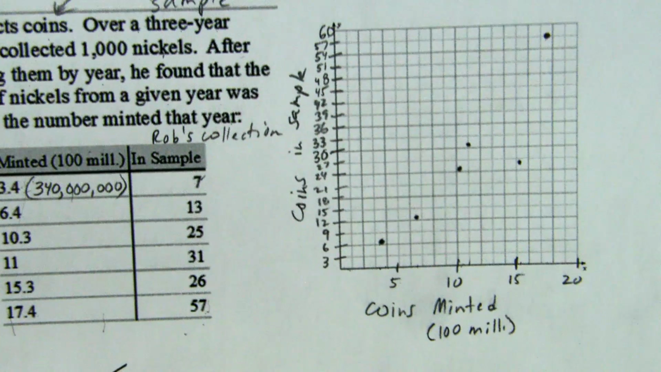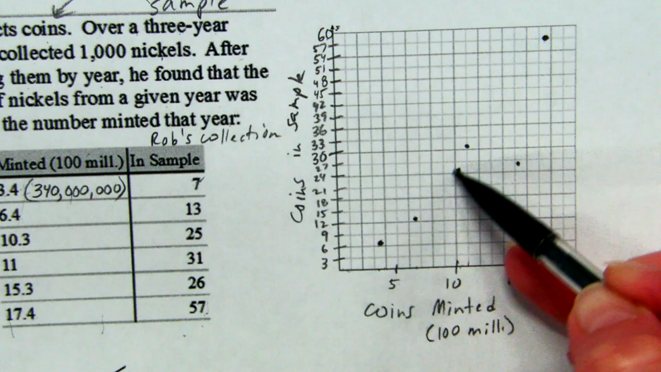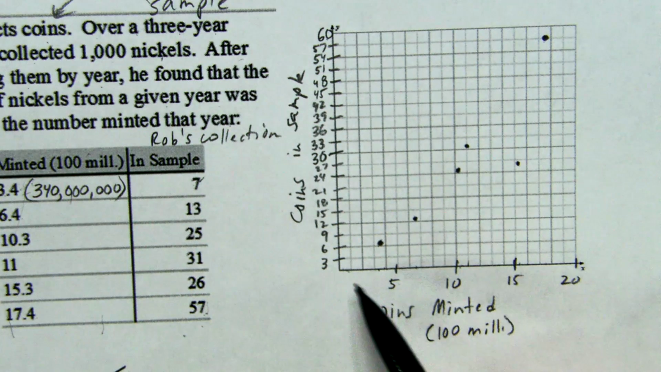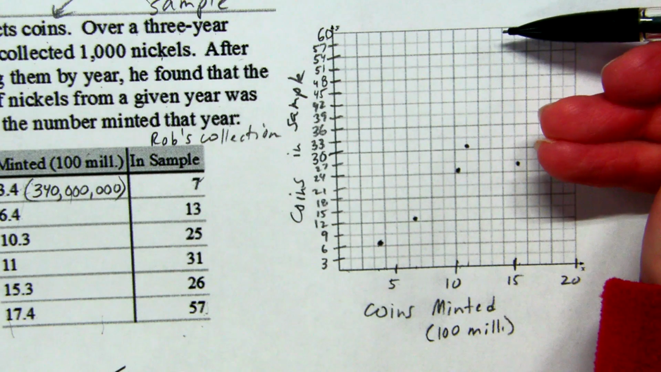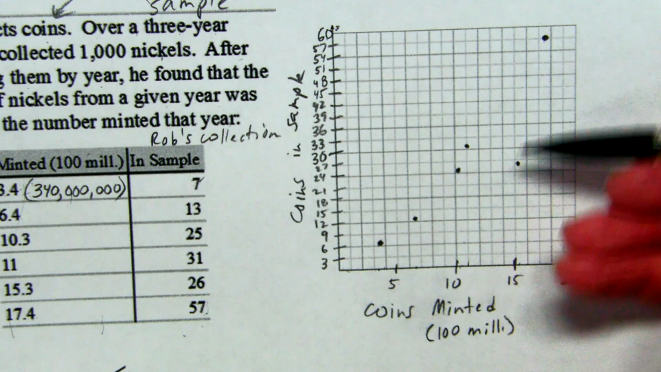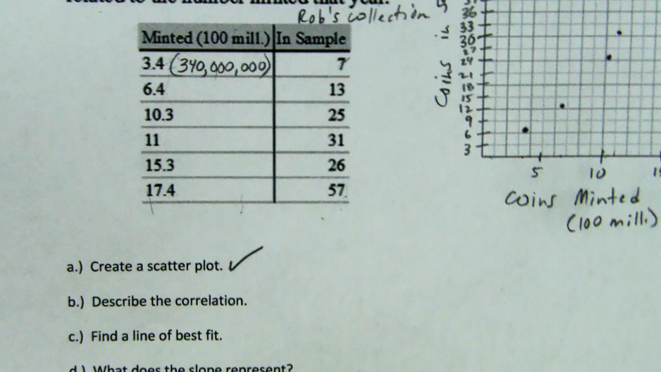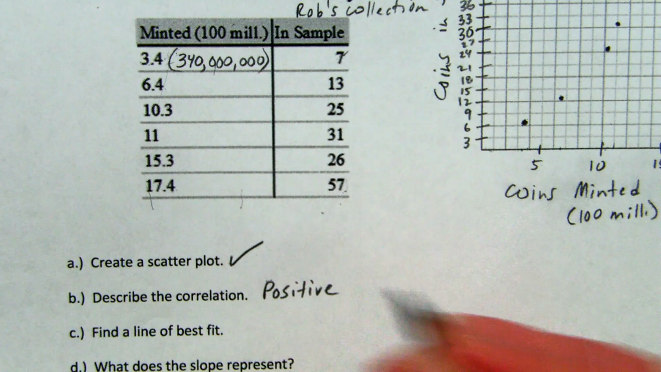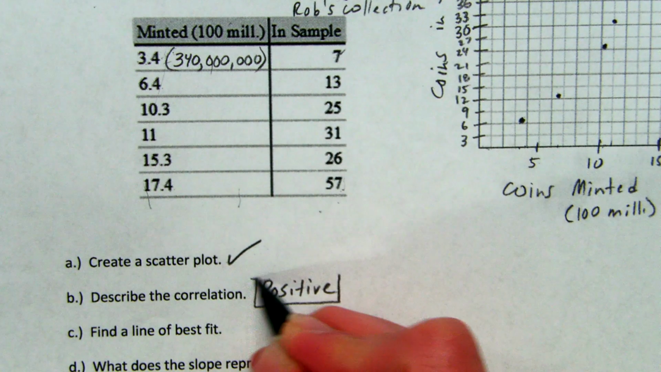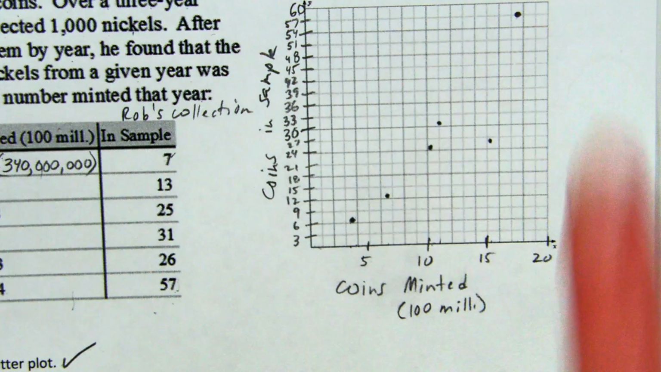Okay, now we're going to describe the correlation. So it looks like the dots have this upward trend. As more coins are minted, there are more coins in Rob's collection. So since this increases, makes that increase, that would be a positive correlation. So we're going to write the word positive. When we draw our line, it will have positive slope.